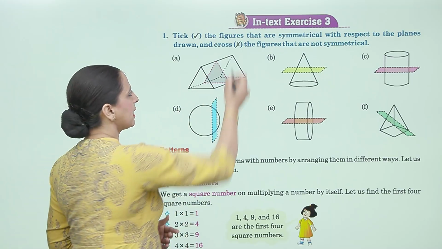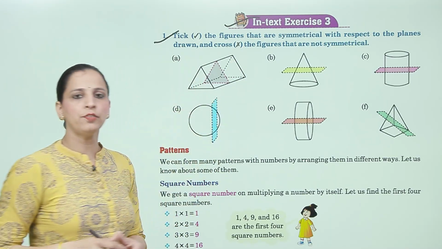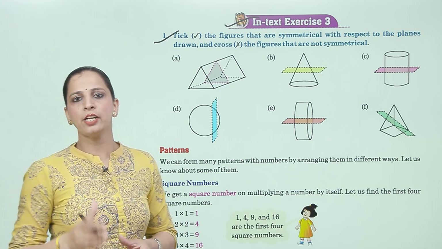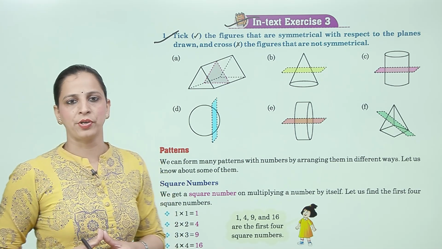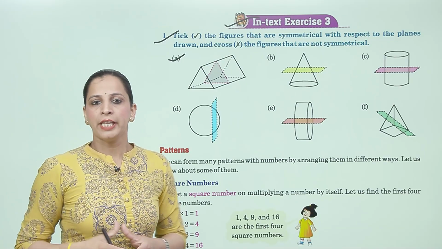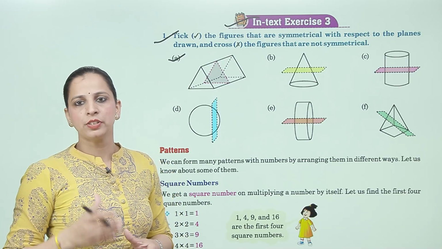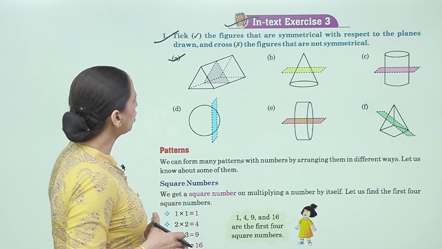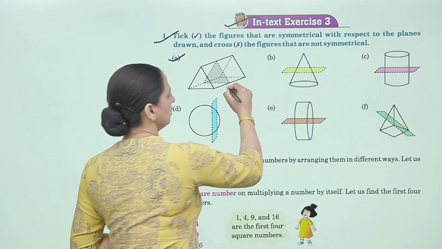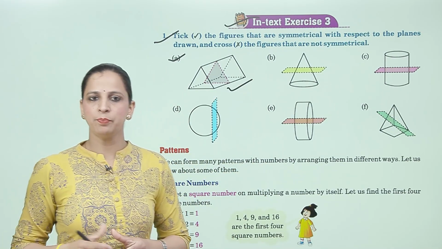Now in text exercise 3, question number 1, tick the figures that are symmetrical with respect to the planes drawn and cross the figures that are not symmetrical. Now A part, tick the figure that are symmetrical with respect to the planes drawn and cross the figure that are not symmetrical. Yes, this is symmetrical with respect to the planes drawn.